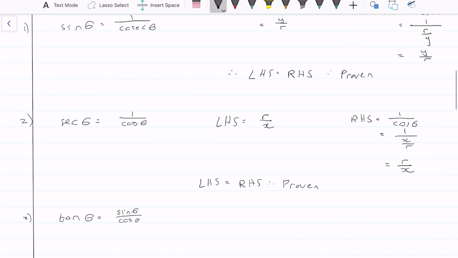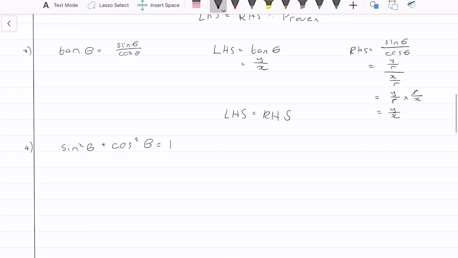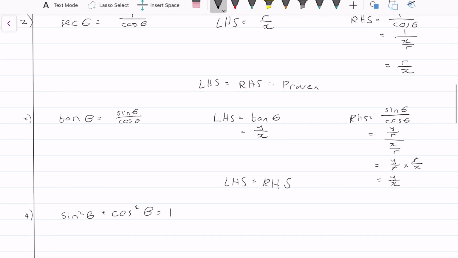Okay, working with tan. Our left hand side is equal to tan theta, which is equal to y over x, and our right hand side is equal to sine theta over cos theta, which is equal to y over r divided by x over r, which is equal to y over r times r over x. These two cancel, so we have y over x. So our left hand side equals our right hand side, and therefore it is proven. I'm sure you guys can see a bit of a trend. It's pretty easy. You're just proving things.